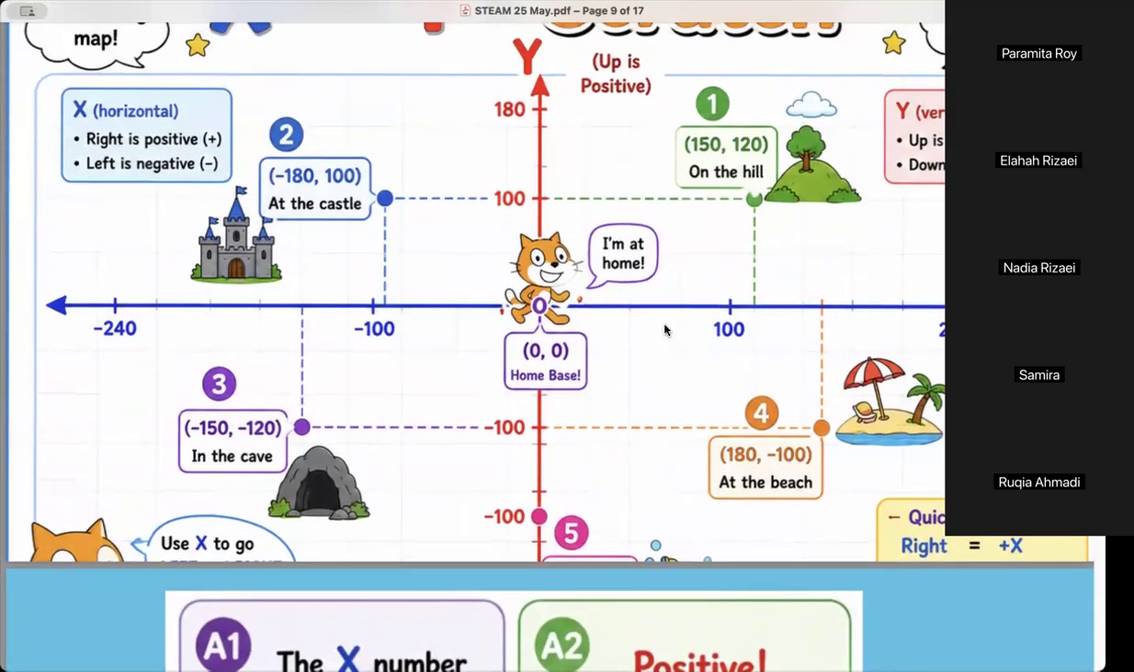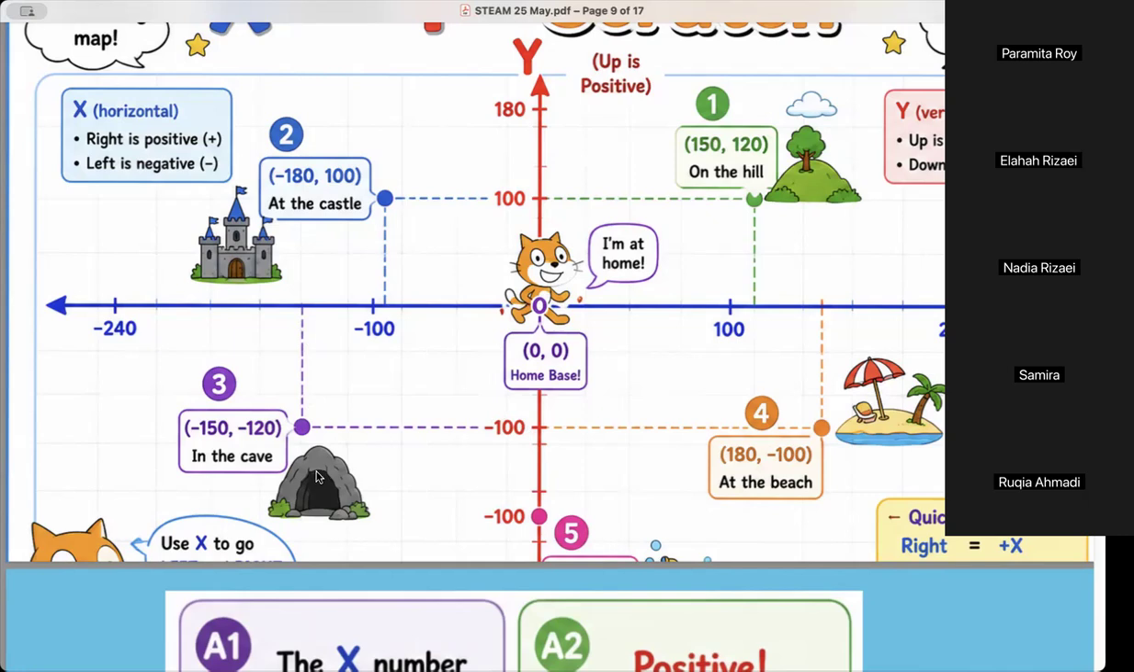Thank you. So now you see here, anything here is both negative. Do you see that, girls? If someone's going in the cave, you have to find the position of the cave here. Approximately, anything on the left side of the x-axis is negative. Anything downwards on the vertical line, that is the y-axis, is negative. So the cave is somewhere at x minus 150, y minus 120. That's where the cave is.